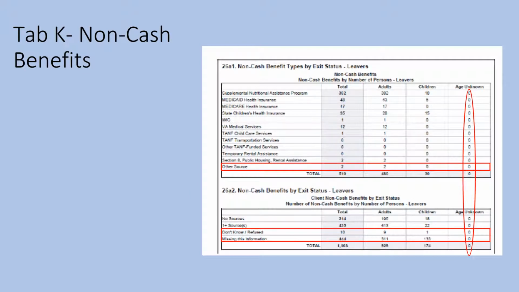Tab K gives information about non-cash benefits. It shows the total number of clients who received each type of non-cash benefit. It also shows clients who didn't know or refused this information, sources of non-cash benefits marked Other, and missing values. Like income, non-cash benefits has a HUD verification sub-assessment in Service Point. Both the yes or no value for whether the client has non-cash benefits, and the source details, need to be entered.